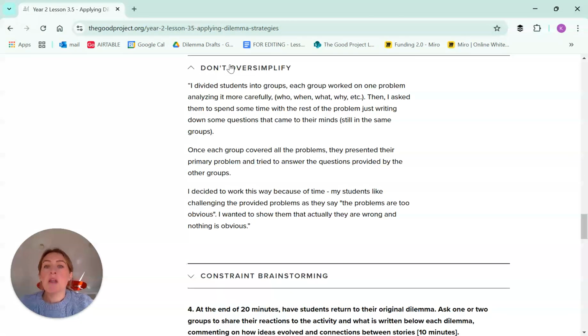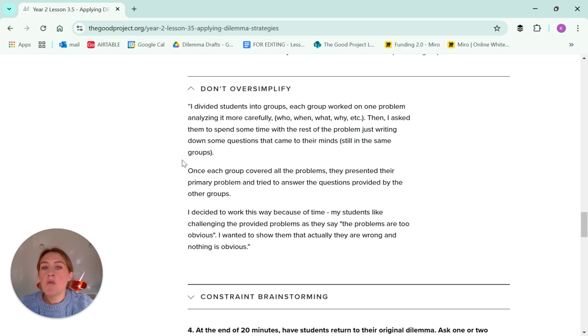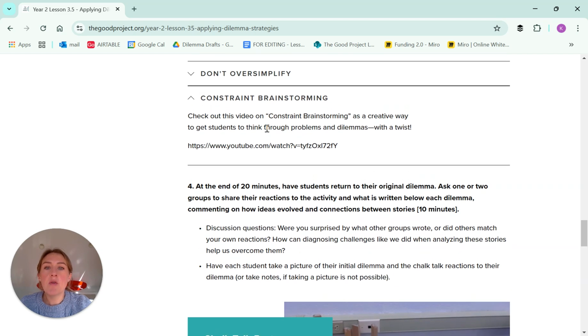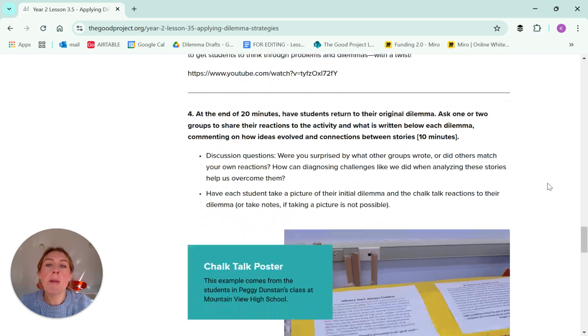A couple of tips here is that you don't have to oversimplify. You can take a little bit more time if you want to just cut down the amount of dilemmas. So these are some suggestions from teachers who've already done the lessons in their own classroom. And then another person used constraint brainstorming as a creative way to get students to think through problems and dilemmas with a little bit of a twist. If you want to watch a video on that, we have a link right here so that you can take a look at that and see if you'd like to adapt this lesson to include that.